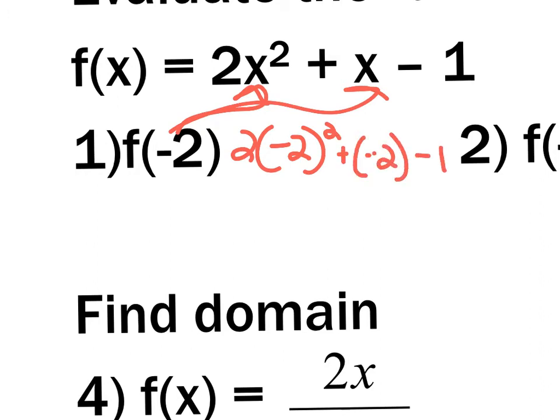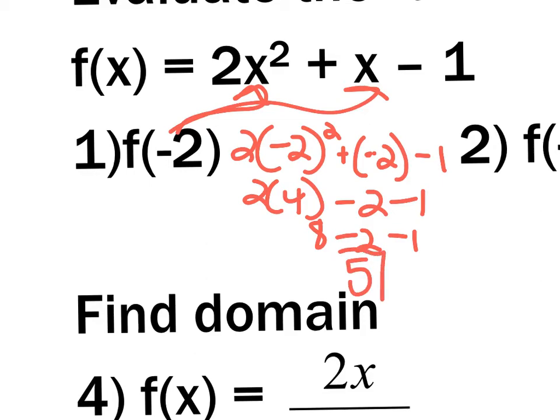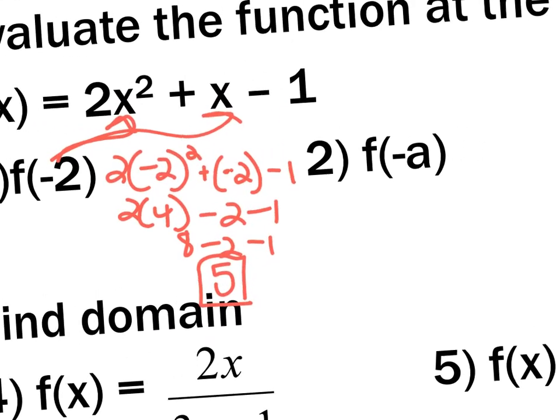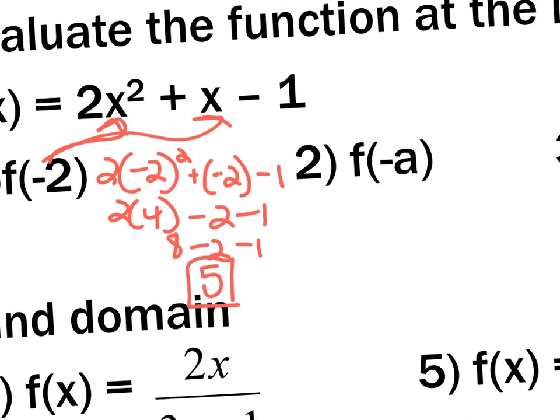Remember, when you plug it in, you're plugging it in parentheses. So that becomes -2 times -2, which is a positive 4. 2 times 4 minus 2 minus 1 is 8 minus 2 minus 1, which is 5. Raise your hand if you got it right. Good. Okay, then for 2, we're now plugging in a variable.